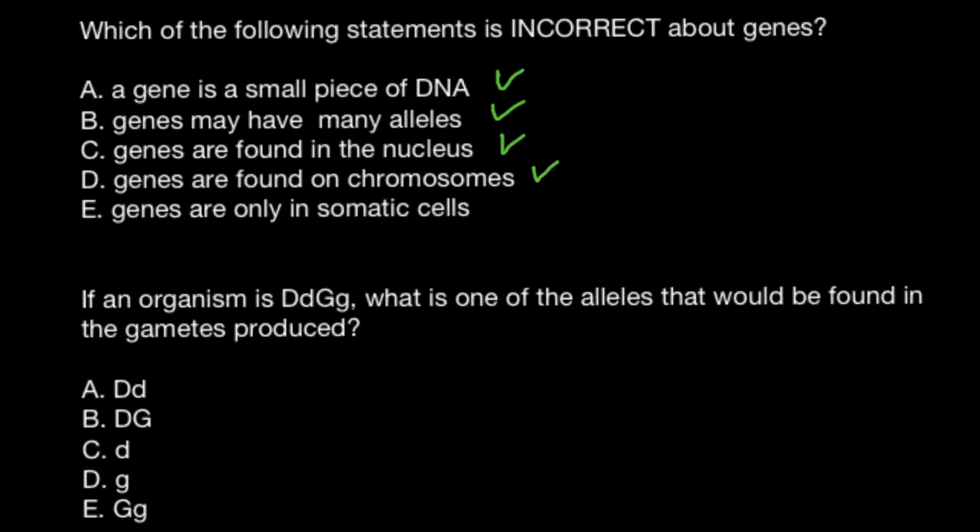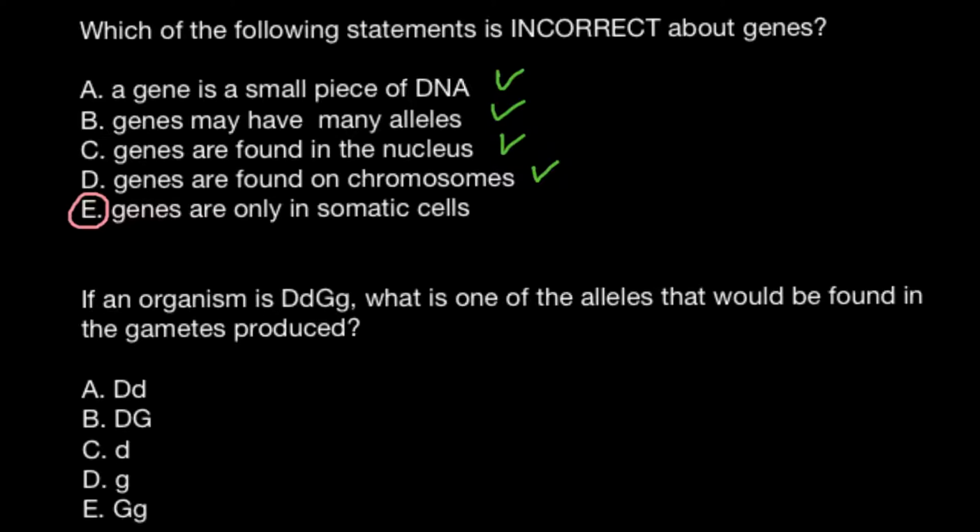And answer E, genes are only in somatic cells. This would be an incorrect statement because somatic cells are all the cells except sex cells, so except gametes. So this is incorrect because even gametes, like female gametes, that is egg cells, and male gametes as sperm, would have one set of chromosomes, and of course on the chromosomes genes can be found.